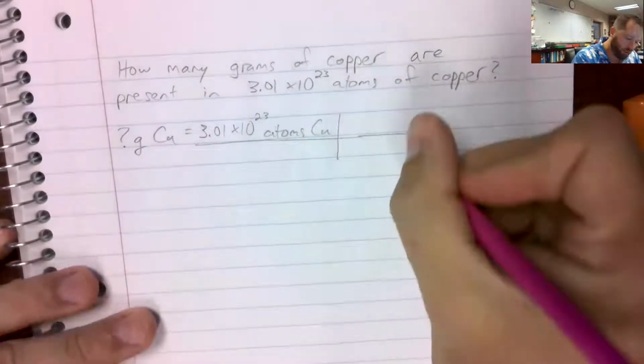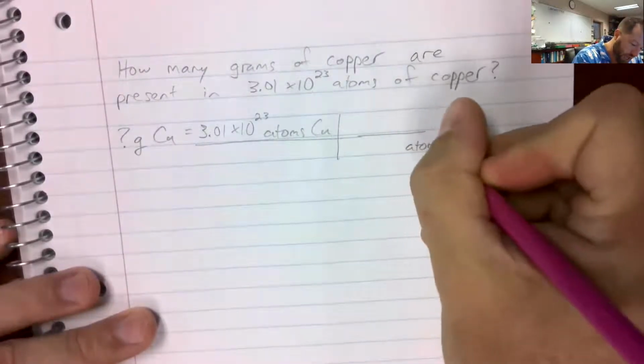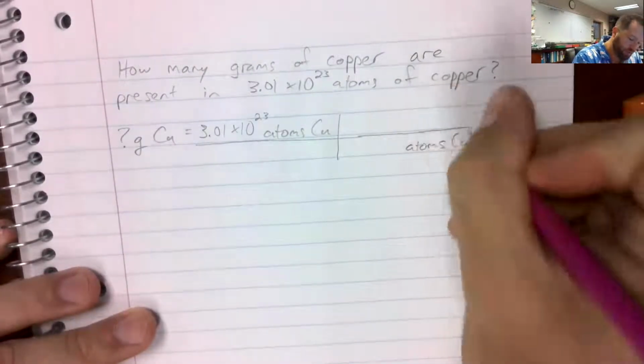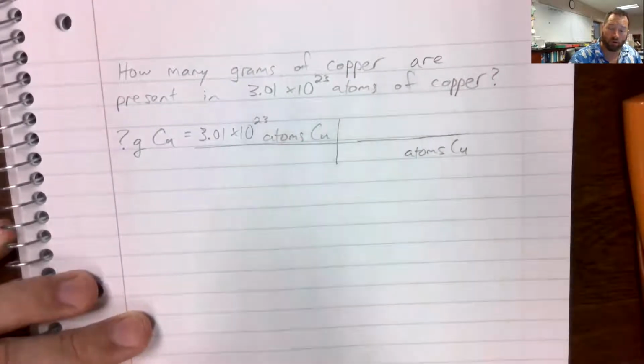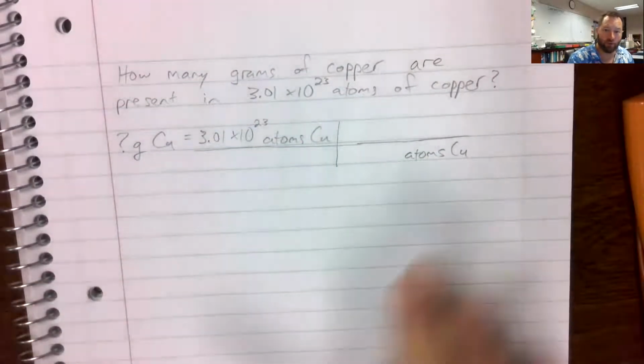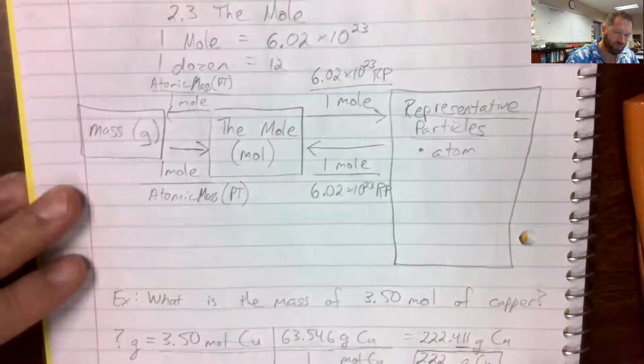Again, I know that my unit on the bottom here needs to be atoms copper. How do I know that? Because it needs to cancel out with the unit right here. So atoms copper divided by atoms copper, we get atoms copper to cancel out, and we won't have it any longer.